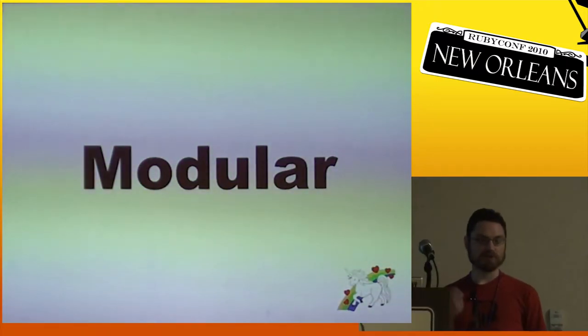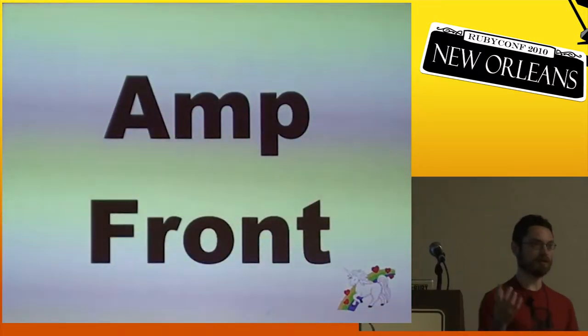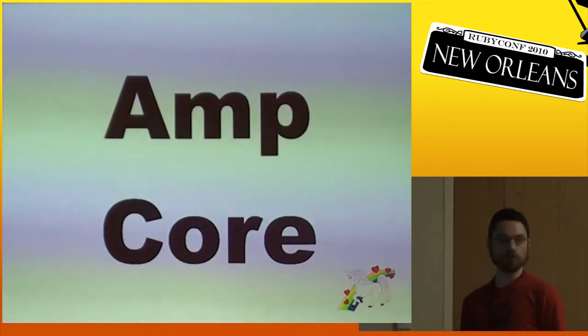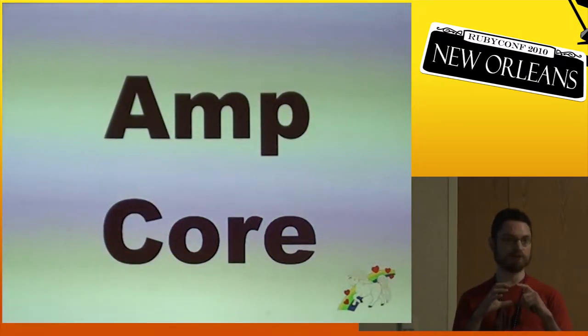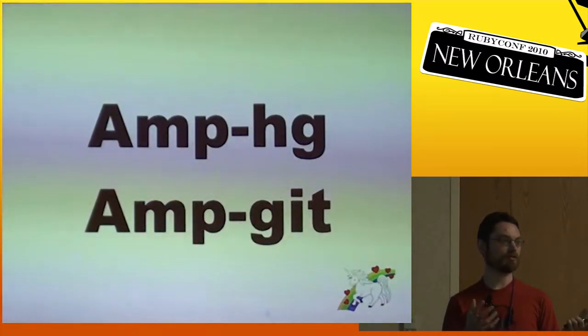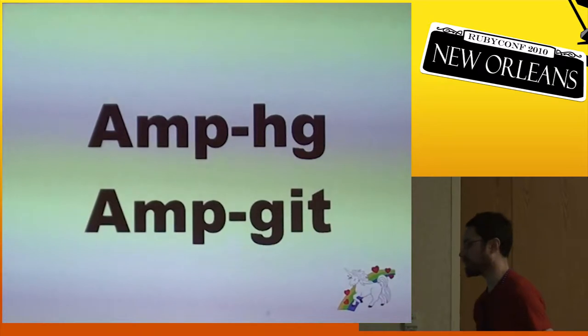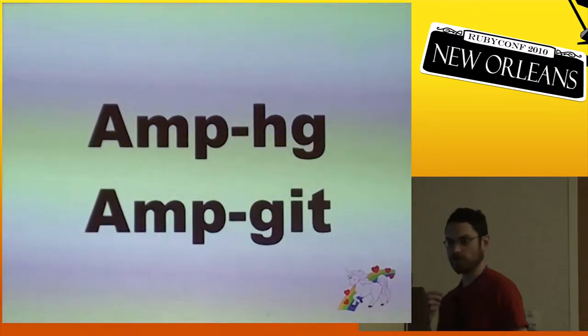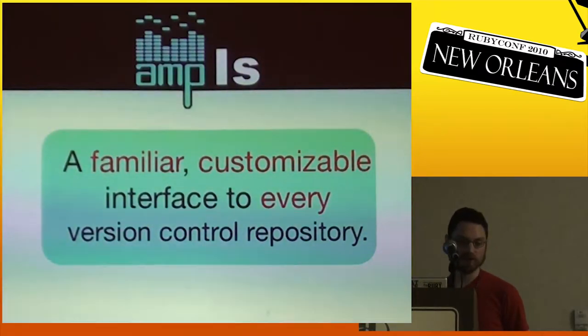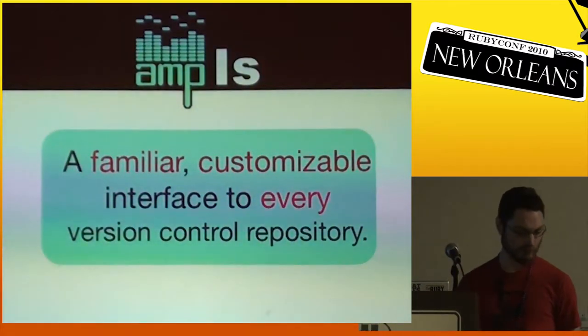The primary modules at this point are AMP Front, which is a general command line shell that will be a plugin host for the rest of it. AMP Core will turn it into a version control system and have general support libraries and things. And then you'll have all of the repository formats and eventually command sets for those. So AMP is trying to be a familiar, customizable interface to every version control repository.